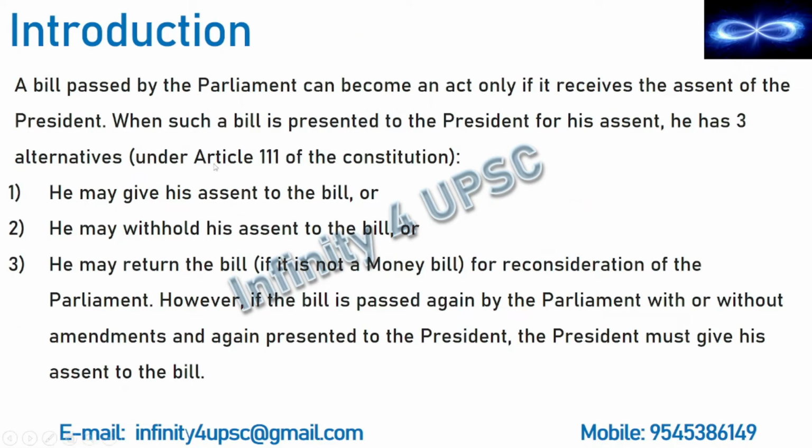Here, as per Article 111, whenever a bill is presented to the president, he has got three options: give his assent, withhold, or return a bill if it is not a money bill. And if the return bill is passed again with or without amendment and presented to the president once again, the president must give his assent to the bill. He doesn't have any other choice in this scenario. So this is what is known as suspensive veto. That is, he can suspend it only once. But if it is returned to him again, he doesn't have any other choice but to give his assent. This is nothing but suspensive veto.